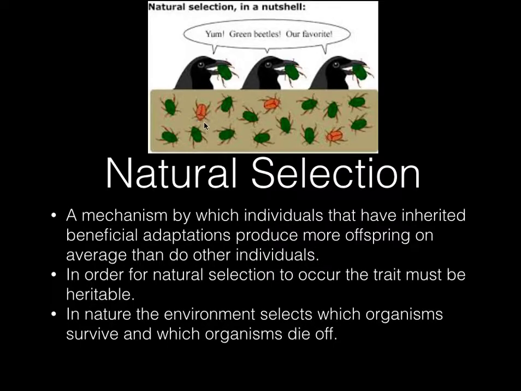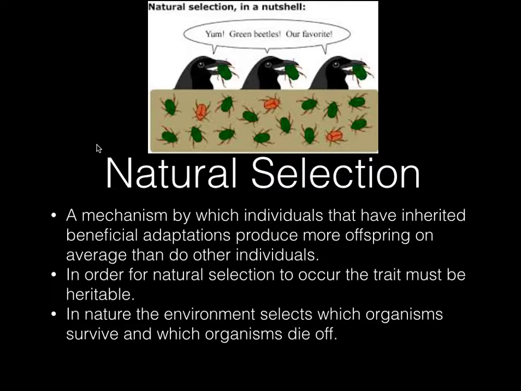So it's obviously going to be these orange beetles, because if we eat more of the green beetles, then we'll have more orange beetles to reproduce. So what's going to happen to that population? So that population is going to create more orange beetles. And so this is basically the basis of natural selection. And this is how species kind of adapt to their environment.